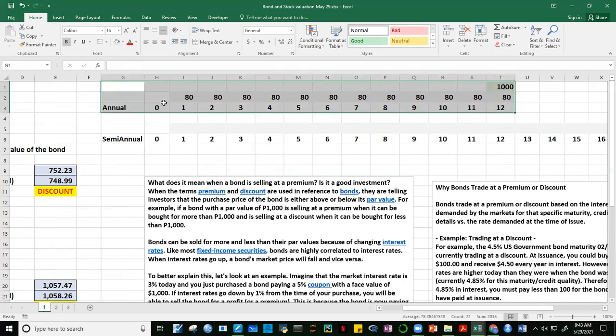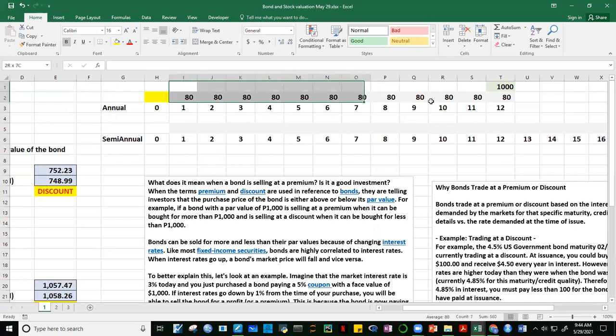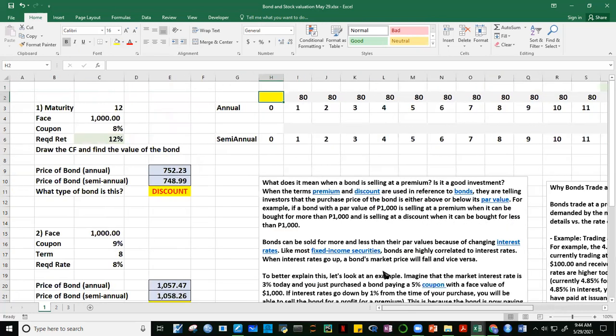The question is, what's the value of this bond? The value of this bond will be computed by getting the present value of this. So the question is, how much is the equivalent present value of this stream of cash flows now? That will be the price of the bond. That's how much the bond is worth. So how do we compute for this? Well, we use the present value function.